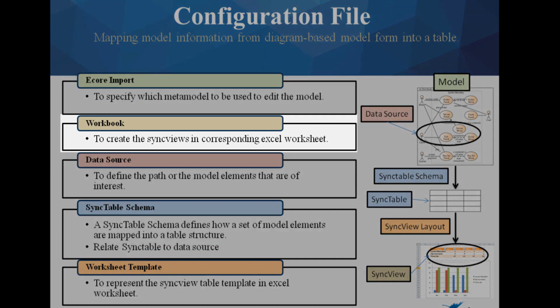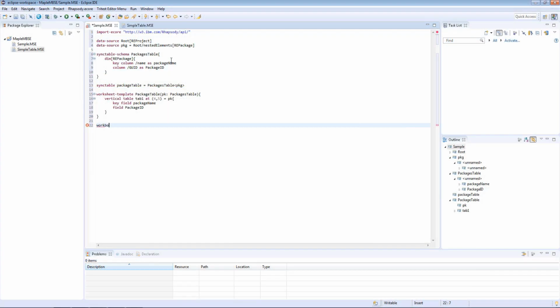Now we have to instantiate the worksheet template in a workbook. So here we define the number of worksheets that MapleMBSE has to display. In an MSC file, you can have many worksheet templates. Here the user can control, for example, say there are 5 worksheet templates defined in the MSC file and I want to display only 2 of them. By instantiating it, you can control the number of worksheets that are displayed on Excel.